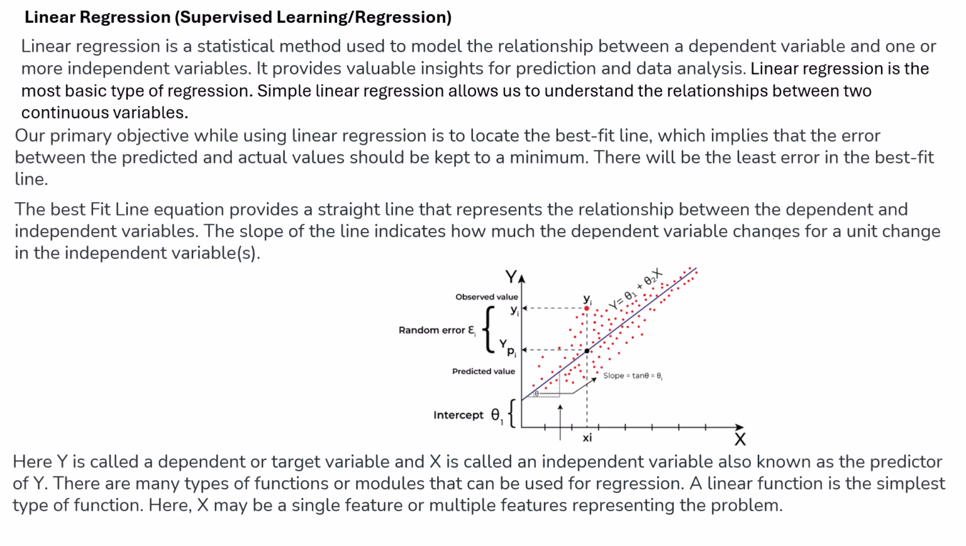Linear regression is a supervised learning algorithm. It's a regression model. Linear regression is the statistical method used to model the relationship between a dependent variable and one or more independent variables. It provides valuable insight for prediction and data analysis. Linear regression is the most basic type of regression. Simple linear regression allows us to understand the relationship between two continuous variables.